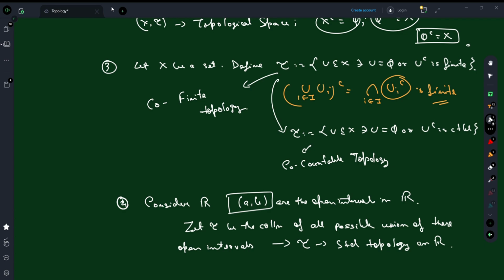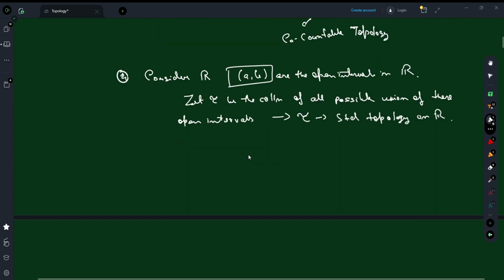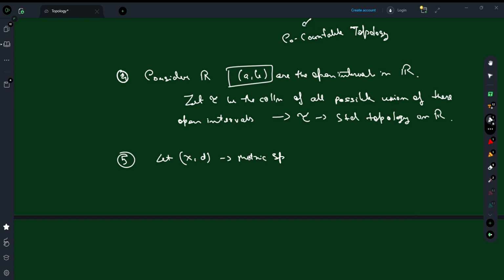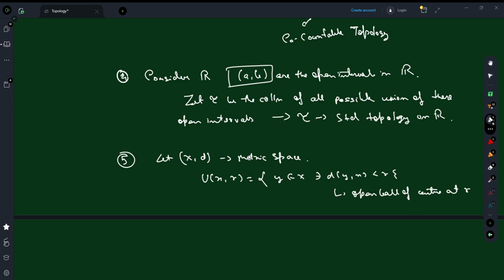Okay. So yeah, I think we are okay. Let us discuss one more example, which is also quite relevant. We can consider the concept of a metric space. Let (X, d) be a metric space. Then recall you had this definition. U(x, r) is defined to be the collection of the elements y in X such that the distance of y and x is less than r. We used to call this the open ball at center x and radius r.